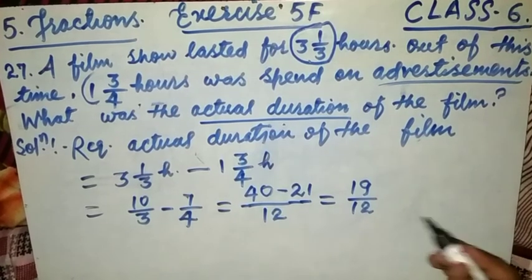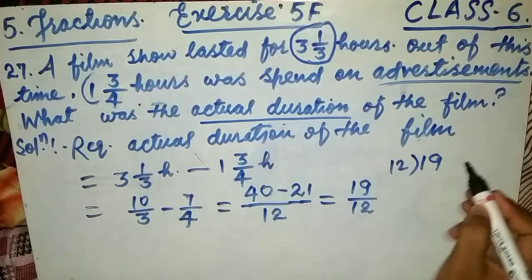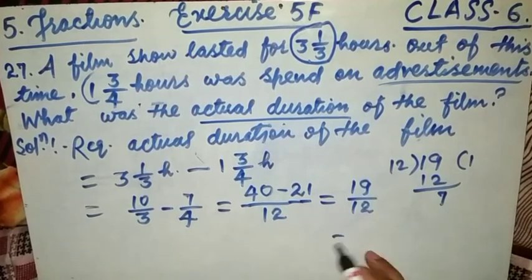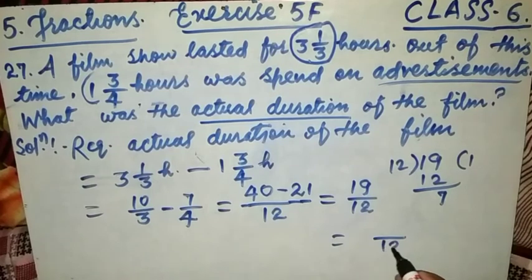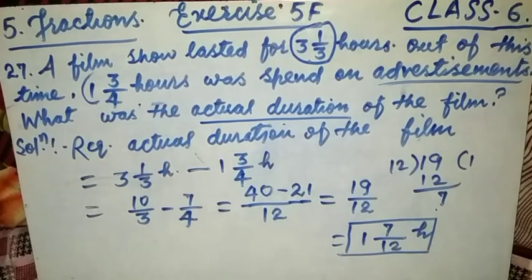Now we write it as a mixed fraction, divide 19 by 12, 12 1s are 12, here is 7. We can write here 12 as it is, 7 is up, and this 1 is over here. This is the total actual duration of time for the film. I hope you will understand.